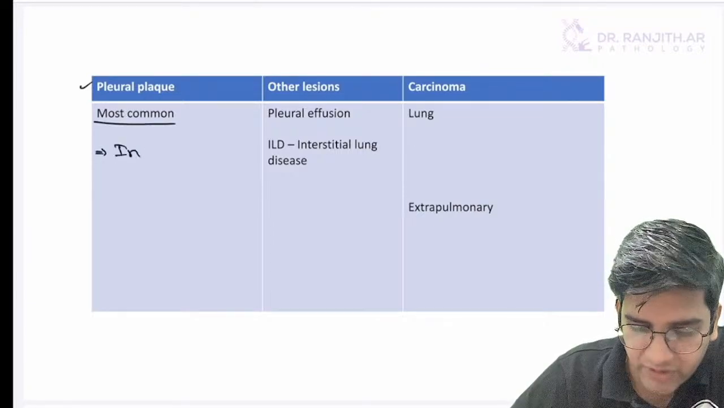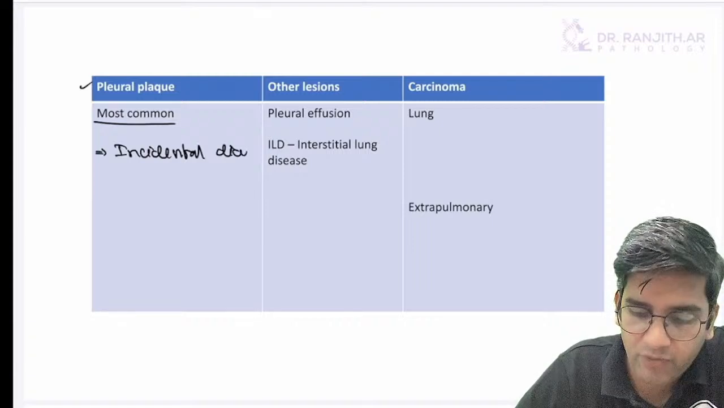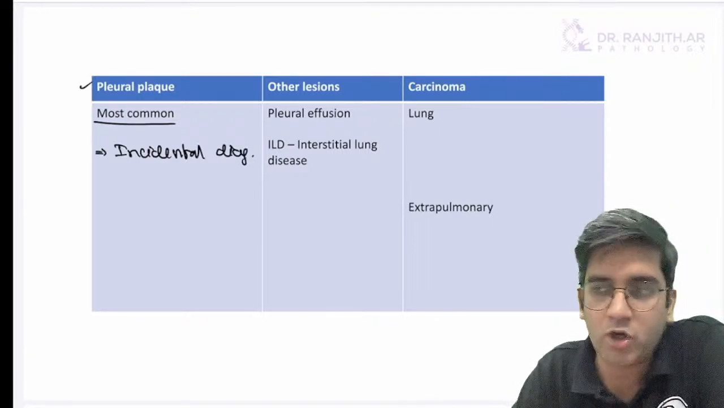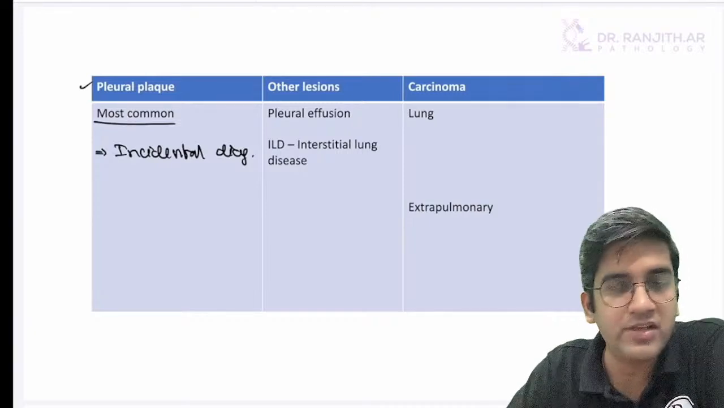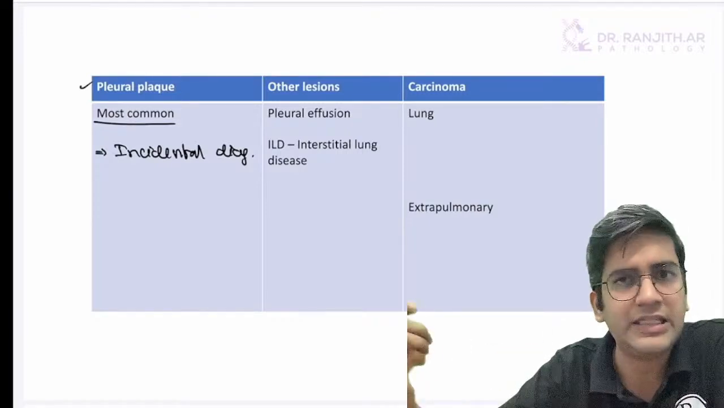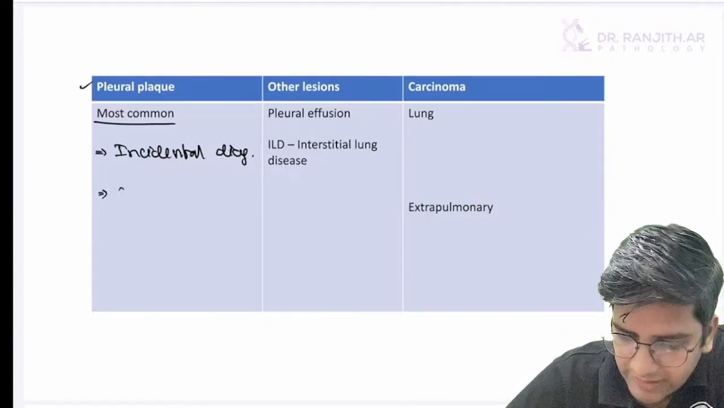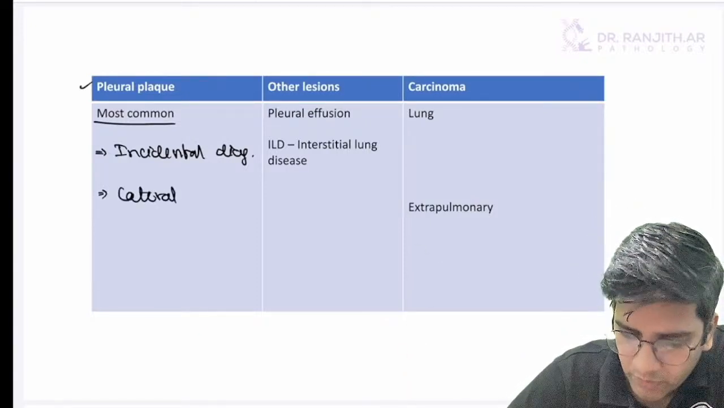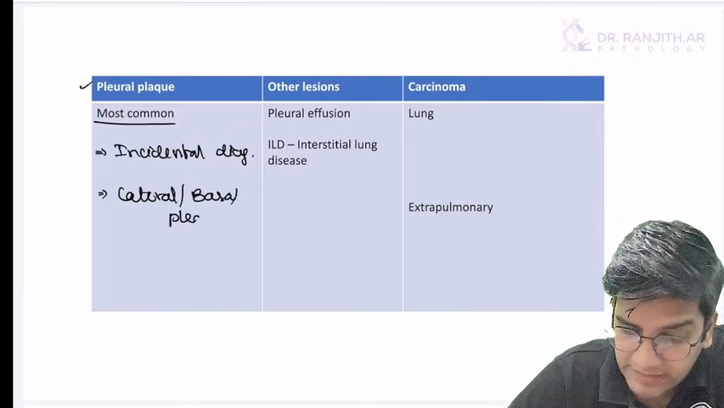Most of the time, this is an incidental diagnosis because we do have occupation-related programs. Health screening tests will be done for every person working in a factory, right? During the Employment Act and everything. There, when you take an X-ray, you might find them incidentally, right? These are seen on the lateral aspect or the basal aspect of the pleura. That's where it is commonly seen.